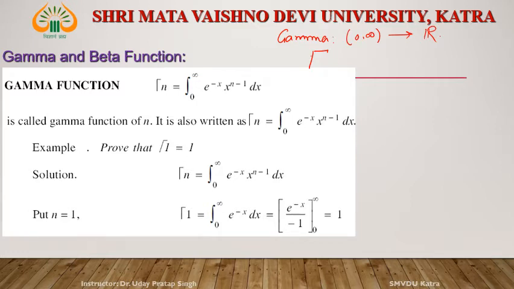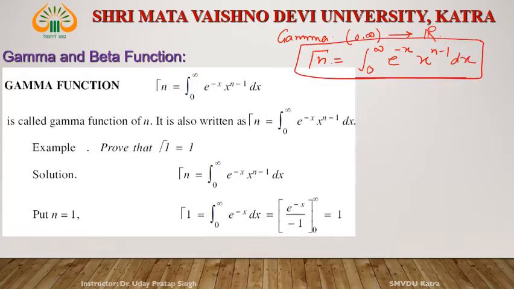and gamma of any number n is equal to the integral from 0 to infinity of e to the power minus x, x to the power n minus 1 dx. See, this is the definition of the gamma function. Gamma of n is equal to the integral 0 to infinity e to the power minus x, x to the power n minus 1 dx.